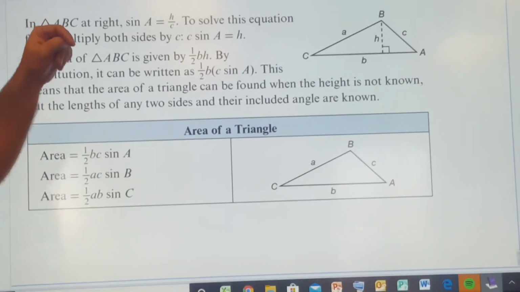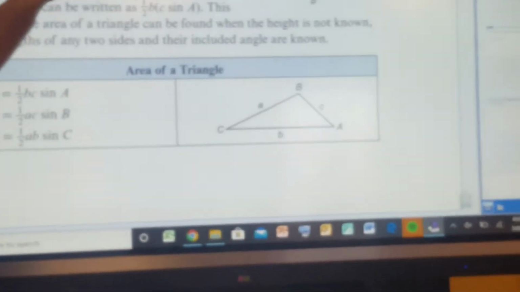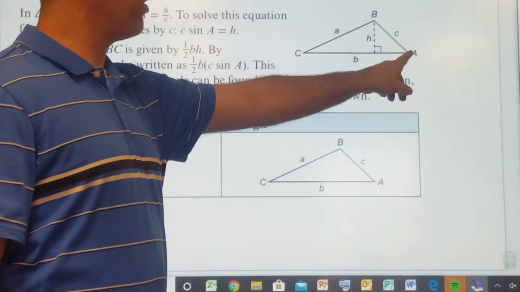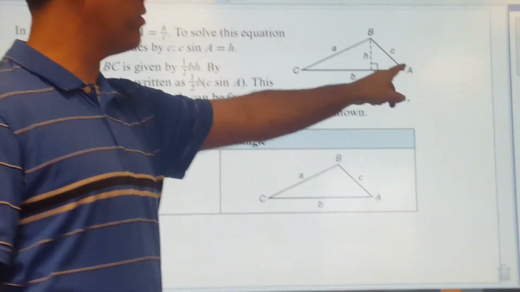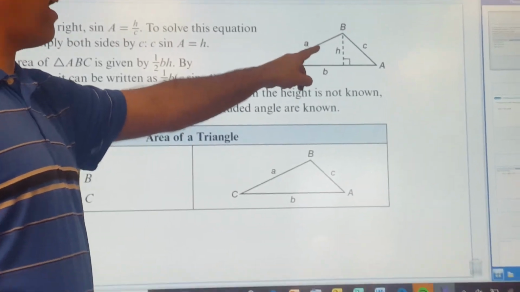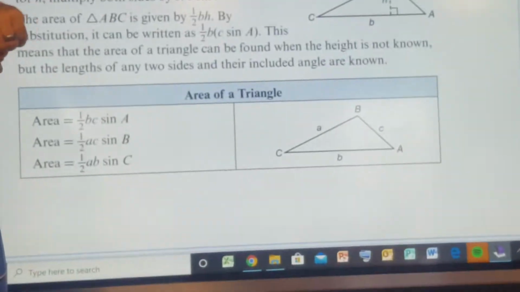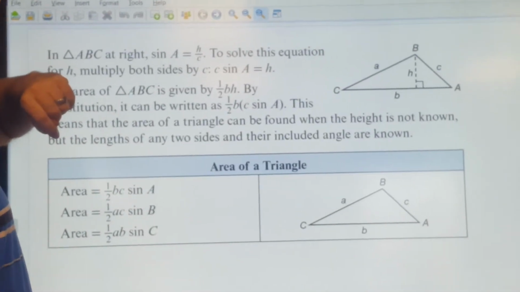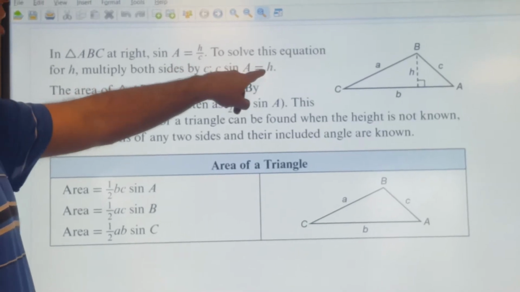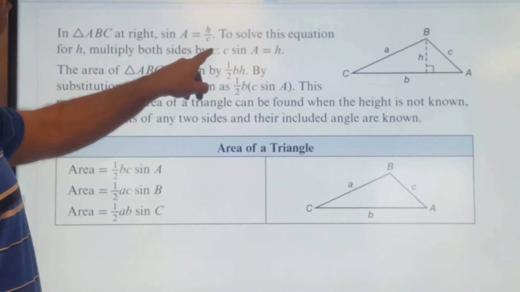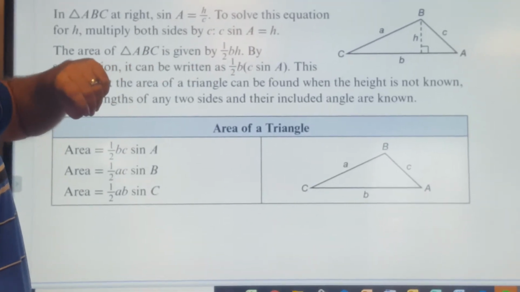So what we have here is we know that sine of A, if we draw the height of the triangle, is equal to the height h over c. All right, so sine of A equals h over c. If we were to solve for h, we'd multiply c by both sides so that h is equal to c times sine A.